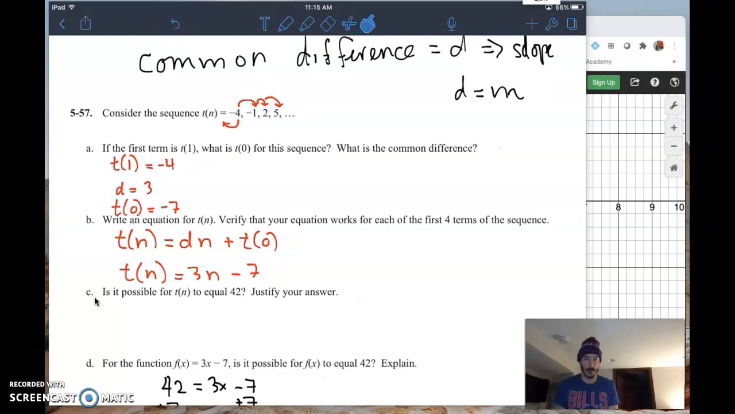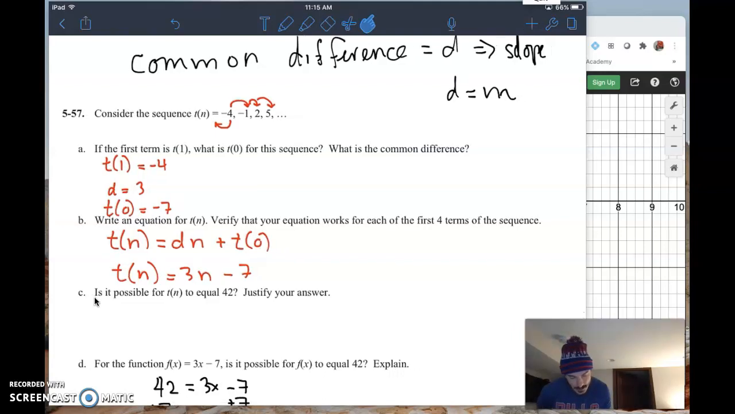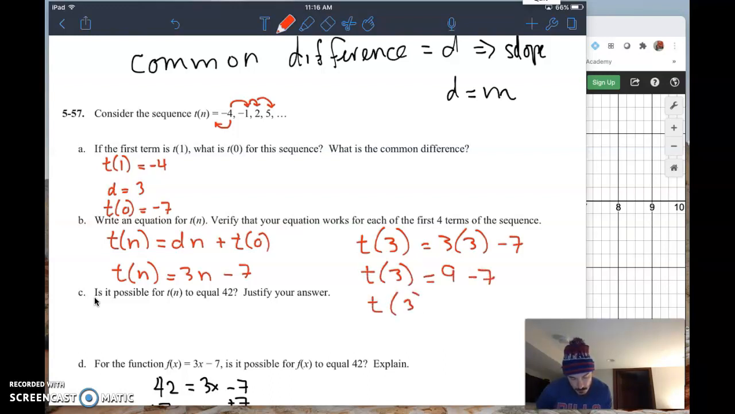I'm not going to do it for the first 4 with you, but I will do one of them with you. Let's just calculate T of 3. That's going to be 3 times 3 minus 7. And that's just notation, we'll leave that in. 9 minus 7, so T of 3 is 2. Well, check that. Is the third term 2? And I think the answer is absolutely.